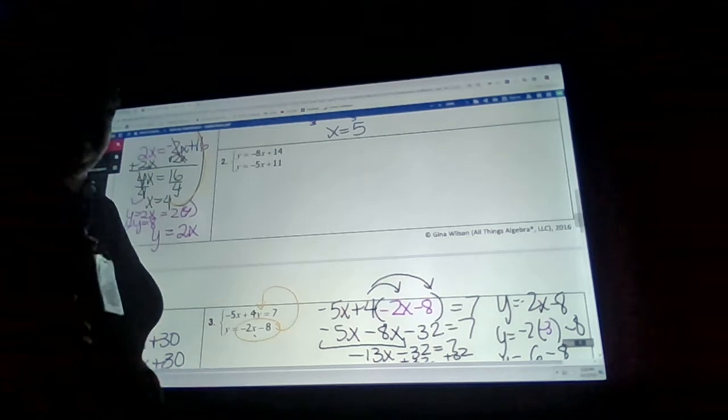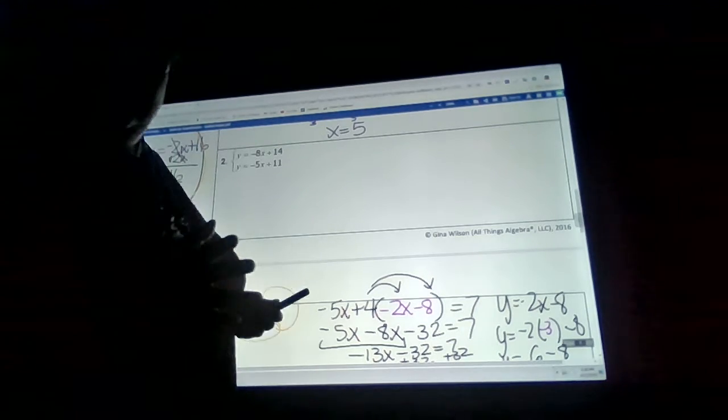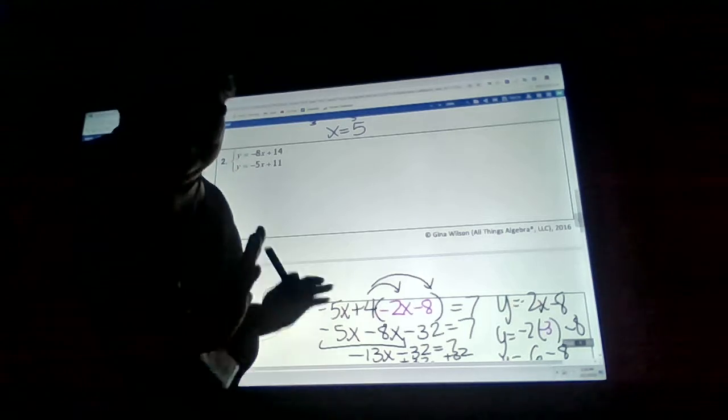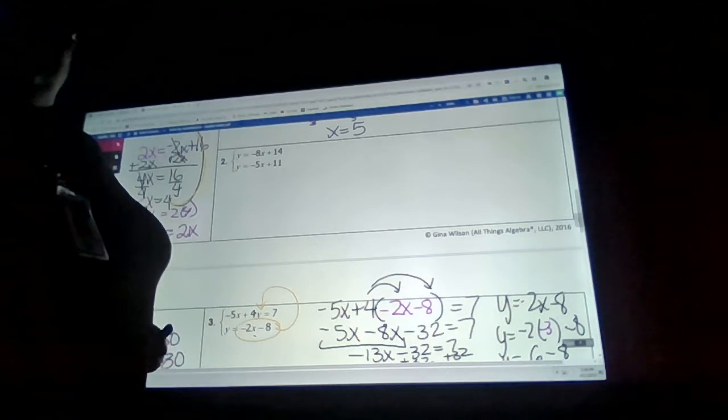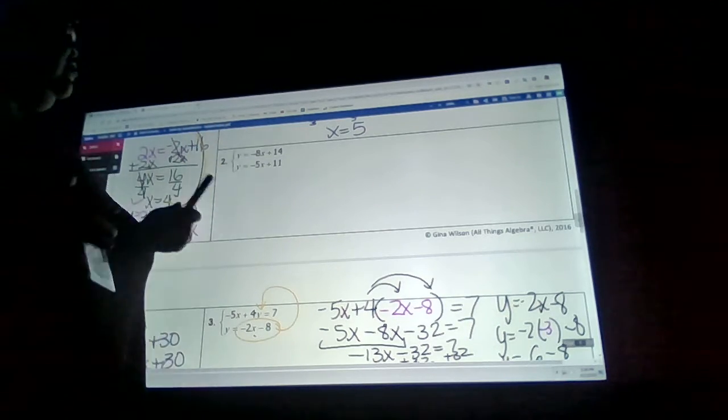Okay, guys, we're going to pick up where we left off in class, and I'm in the dark so that the screen shows up really good.